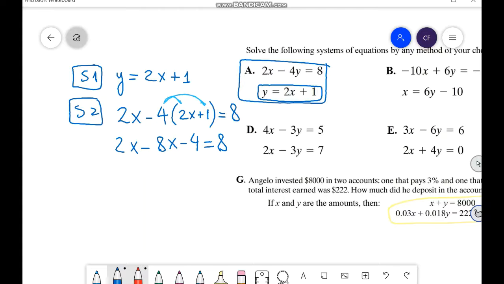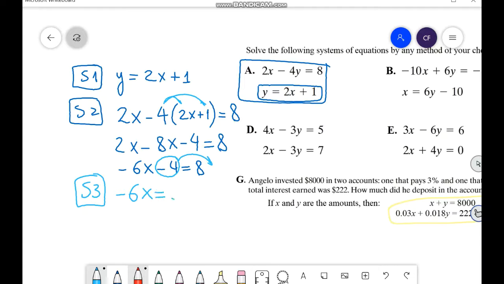Combine like terms, because we have 2x minus 8x is -6x, minus 4 equals 8. And step number 3, solution. Let's find the solution. Move this to the other side. When you move -4 to the other side, it's going to be +4. -6x equals 8 plus 4 is 12. So x equals 12 divided by -6. So x equals -2.